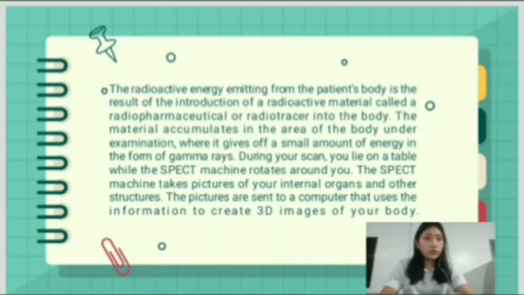So during your scan, you lie on the table while the SPECT machine rotates around you. The SPECT machine takes pictures of your internal organs and other structures. The pictures are sent to a computer that uses the information to create 3D images of your body.